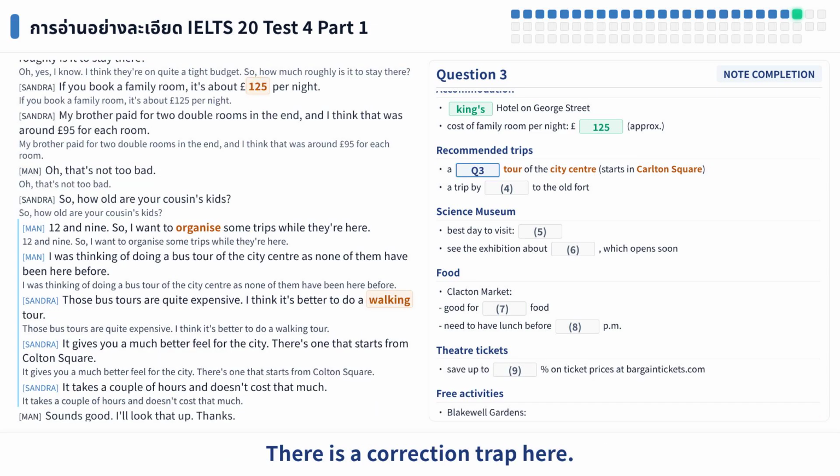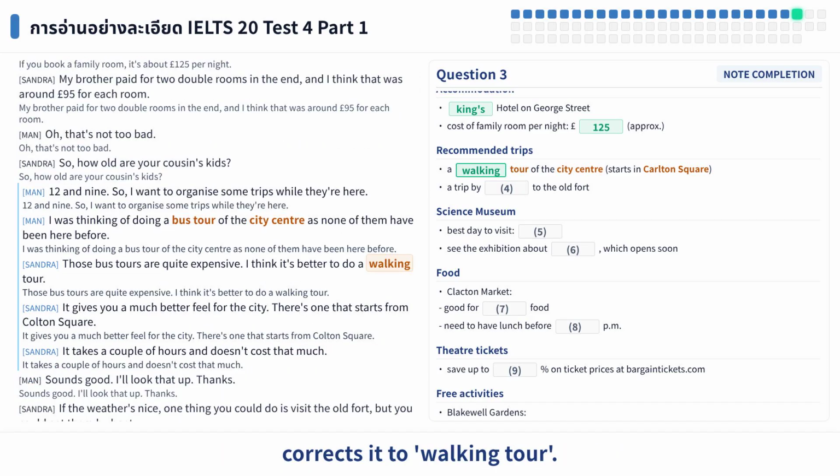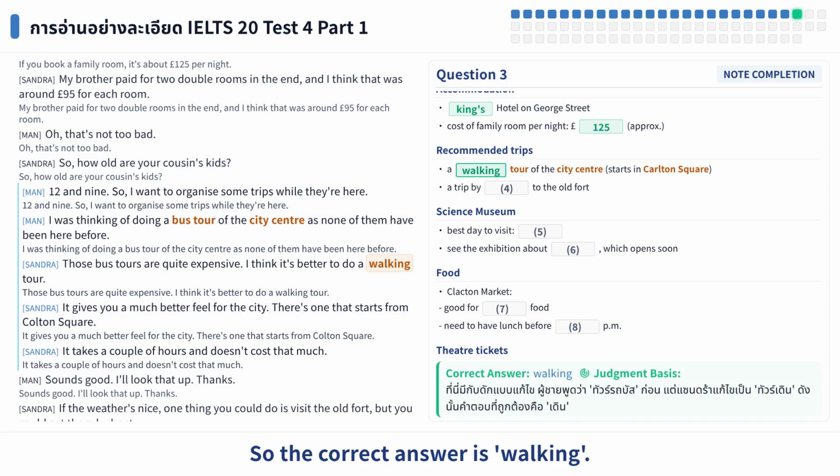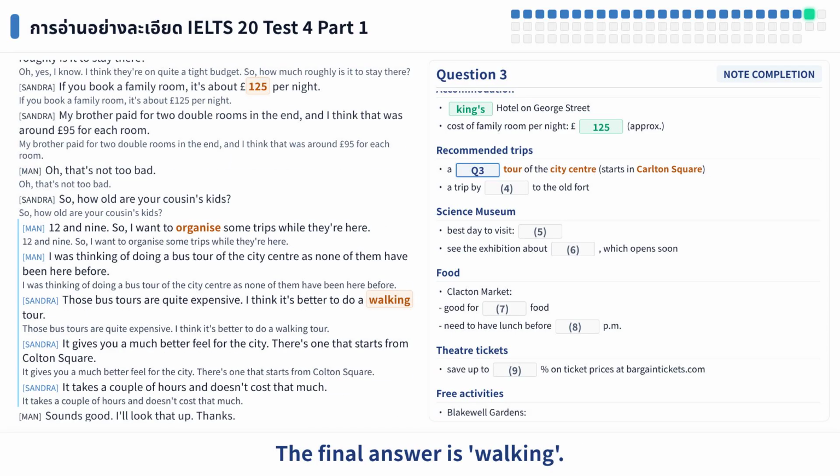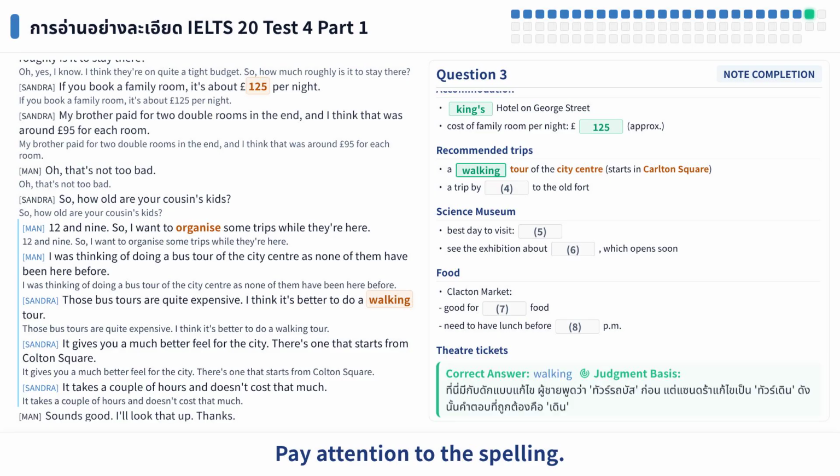There is a correction trap here. The man first says bus tour, but Sandra corrects it to walking tour. So the correct answer is walking. The final answer is walking. Pay attention to the spelling.